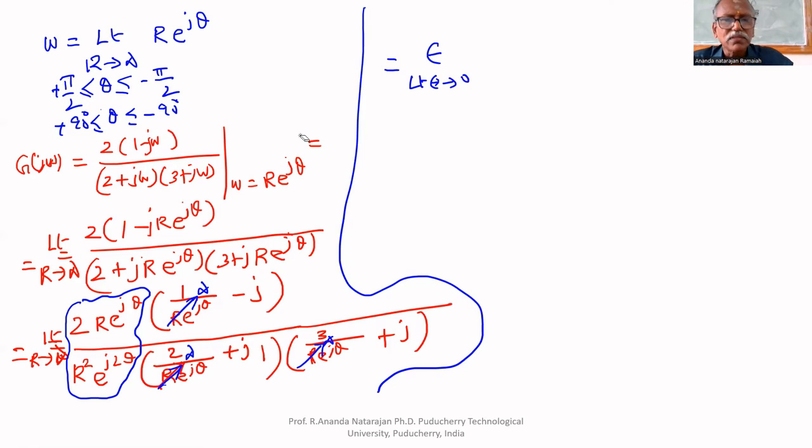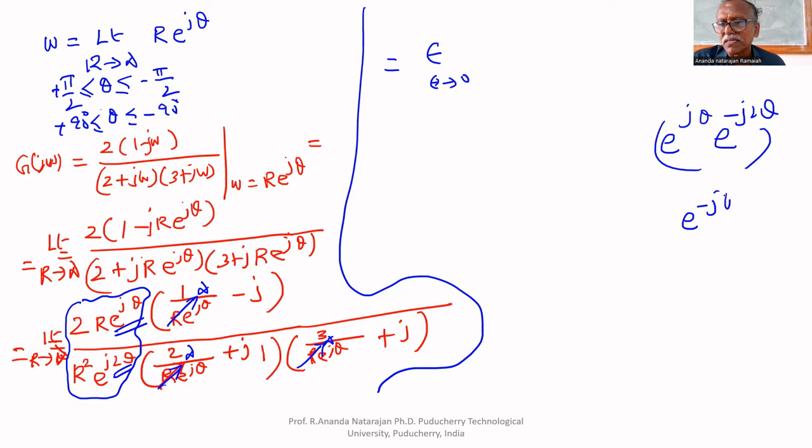Epsilon tends to 0. You need not put this limit also. Epsilon tends to 0, and the angle we have to write. That is, here the angle is 2 theta. Here theta. That's why this angle varies from j theta, e power j theta multiplied by e power minus j2 theta. So we have to add the powers. That's why you will get e power minus j theta.